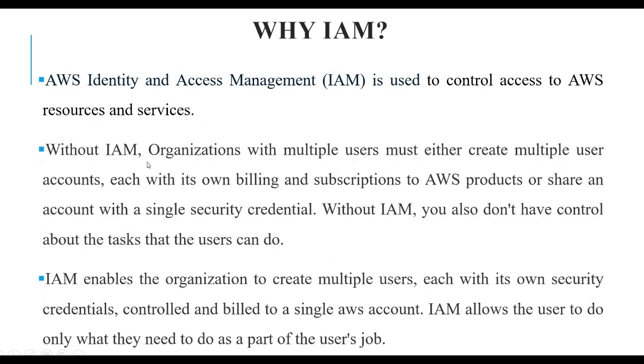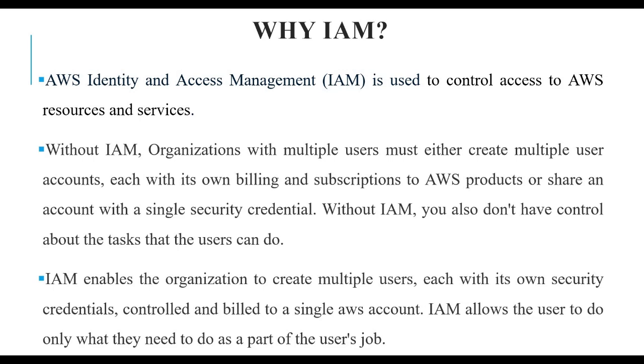Then the next is why IAM. So why do we use IAM and why is it important? AWS Identity and Access Management is used to control access to the AWS resources and services. Without IAM, an organization with multiple users must either create multiple user accounts, each with its own billing and subscription to AWS products, or share an account with a single security credential.